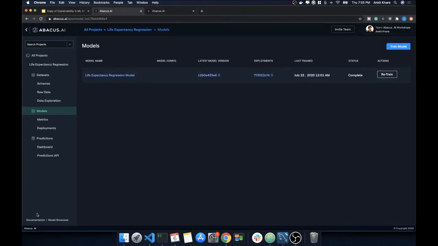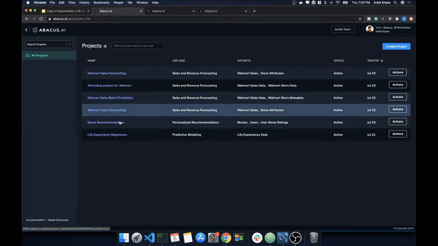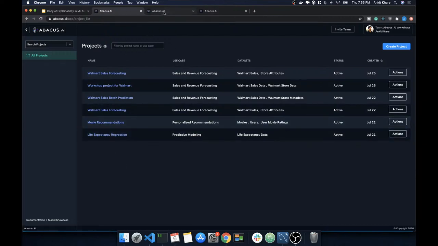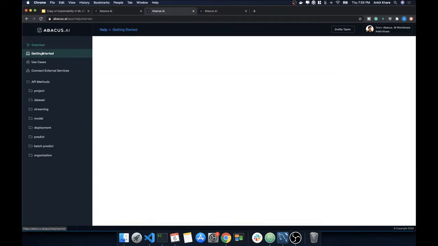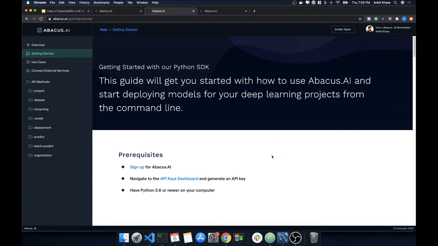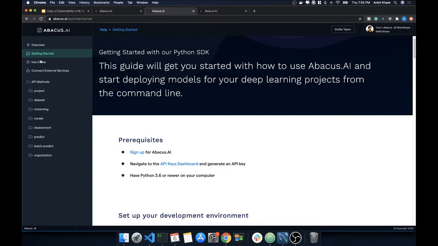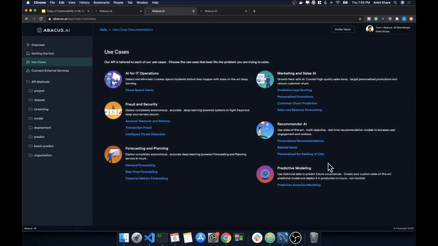One last thing before handing it to Yash that I would want to show you, this documentation. For using our platform, it's quite intuitive and easy to use, but if you get stuck, because everybody's coming from a different background, they might have different levels of ML expertise, you might be able to go through our documentation and unstick yourself.